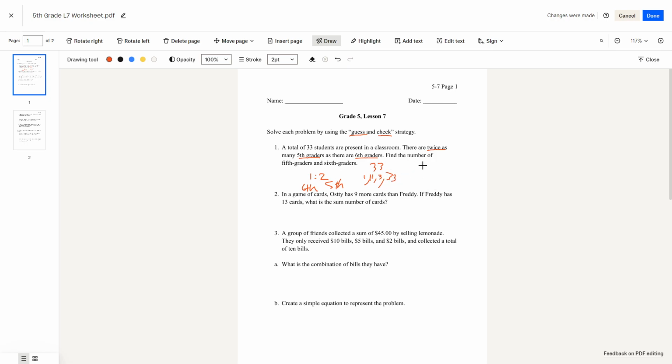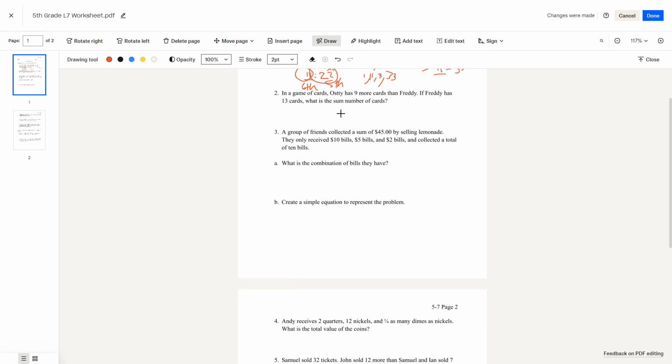There might be some more, but this is all that we need because 11 times 3, which is our current total number of students, is equal to 33. So that means 11 is the number of 6th grade students there are, and since you multiply 1 by 11 to get 11 here, you multiply 2 by 11 to get 22. So 11 plus 22 equals 33, making the answer to the question 11 6th graders and 22 5th graders.